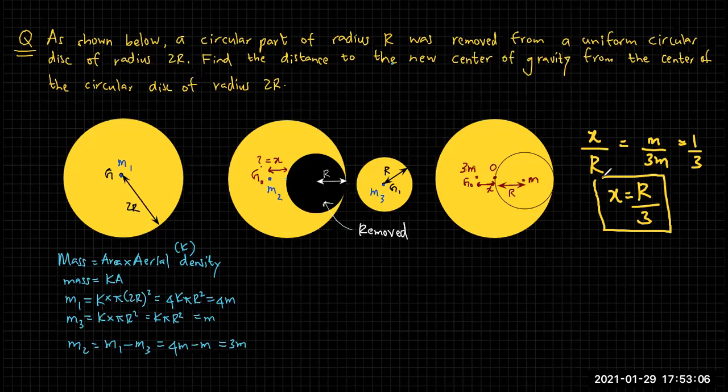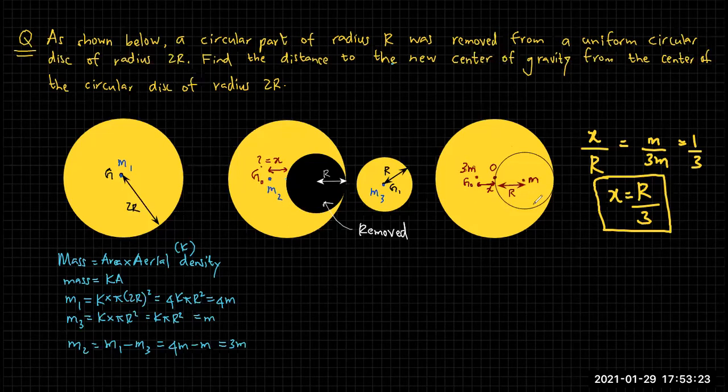That is the final answer. X will be equal to r by 3. So now we know qualitatively that when you remove a part from the right side, the center of gravity will shift a little to the left side. Through this example we have found quantitatively what exactly the value is.